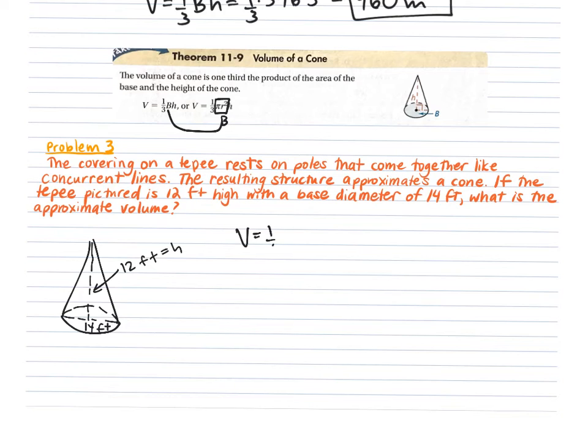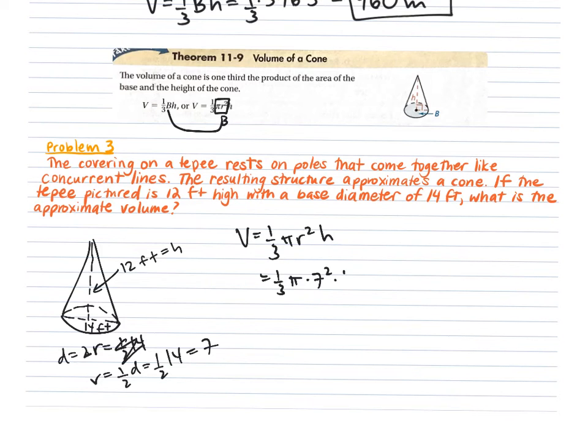So our volume is going to be 1/3 pi r squared h. R is going to be 1/2 of 14, right? Because d equals 2r. So r equals 1/2 of d, which is 1/2 of 14, which is 7, and h is 12. So this is 1/3 pi times 7 squared times 12. And so you just have to do 7 squared times 12 times pi times 1/3, or divided by 3. And we get about 616 feet cubed.